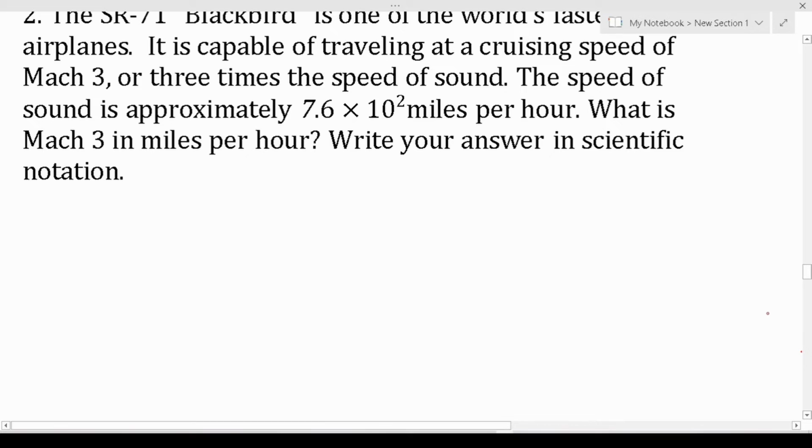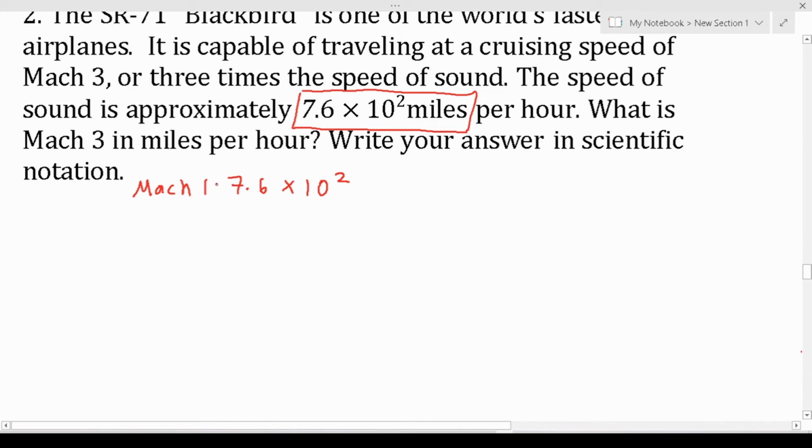All right, so there's a few things going on in this problem. We're given information about an SR-71 Blackbird, as well as the speed at which it cruises. More specifically, we're told it cruises at Mach 3. And we want to figure out how fast that is when we're only given the value of Mach 1. So let's go ahead and write down what Mach 1 is. According to the problem, Mach 1 is 7.6 times 10 squared. So again, this is Mach 1.